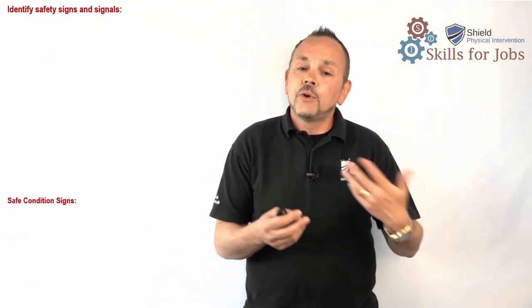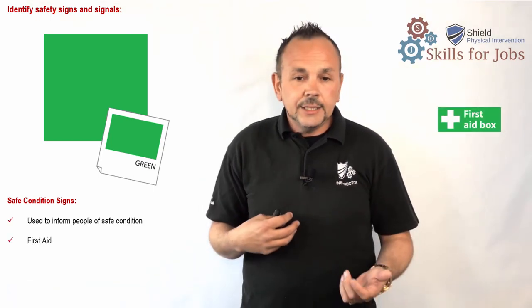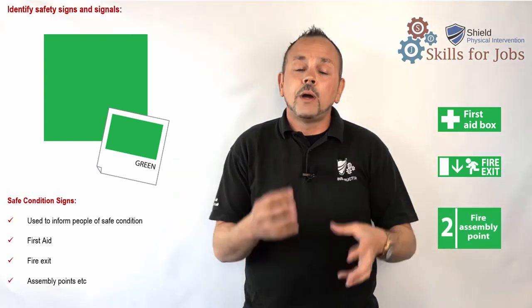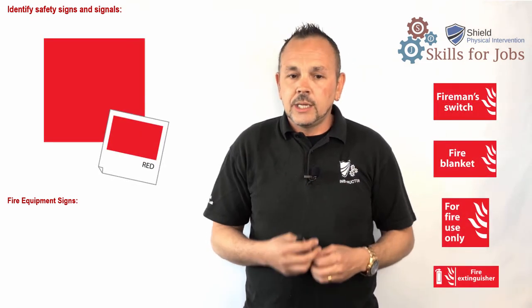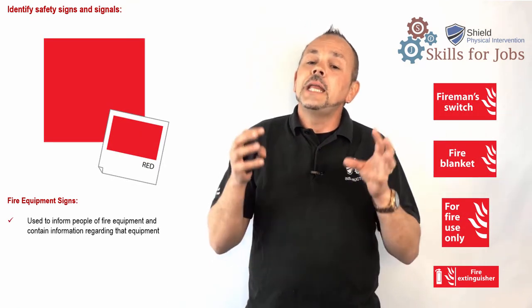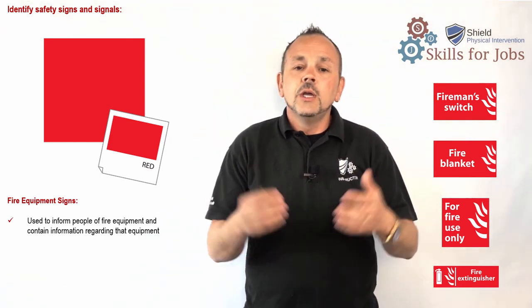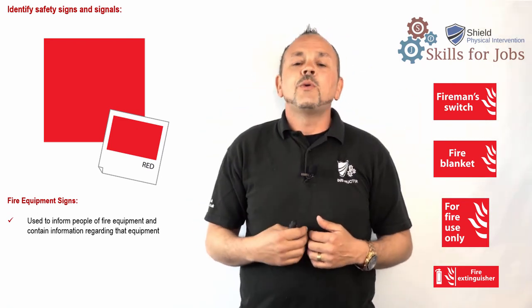Okay, we then have a safe condition sign, which is generally green with white writing. These signs inform people of safe conditions, so things like first aid, fire exits, assembly points, etc. So that's a green sign with white writing. Okay, we then have fire equipment. So how do we identify fire equipment signs? Well, usually either red squares or red rectangles. They inform people of fire equipment and contain information regarding that equipment. So if you look next to fire extinguishers or fire panels, etc., you'll see red squares or rectangles, and you can go up and read them, and it will tell you what the equipment is for.